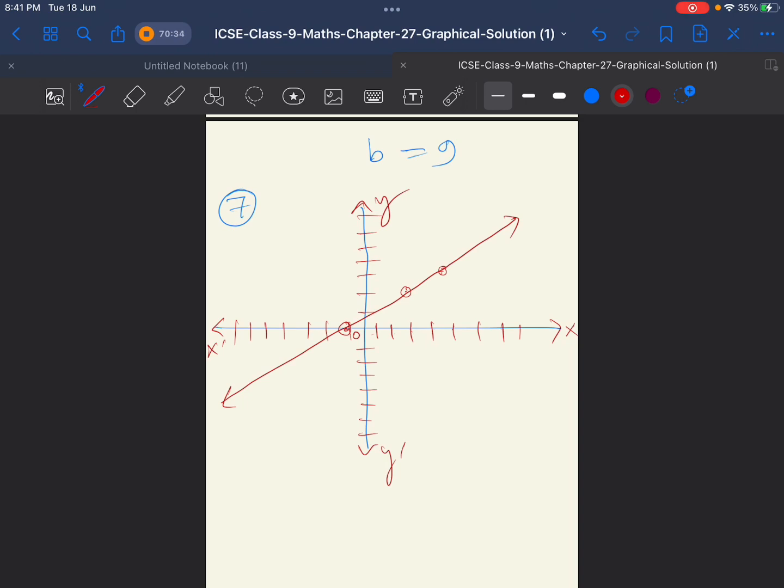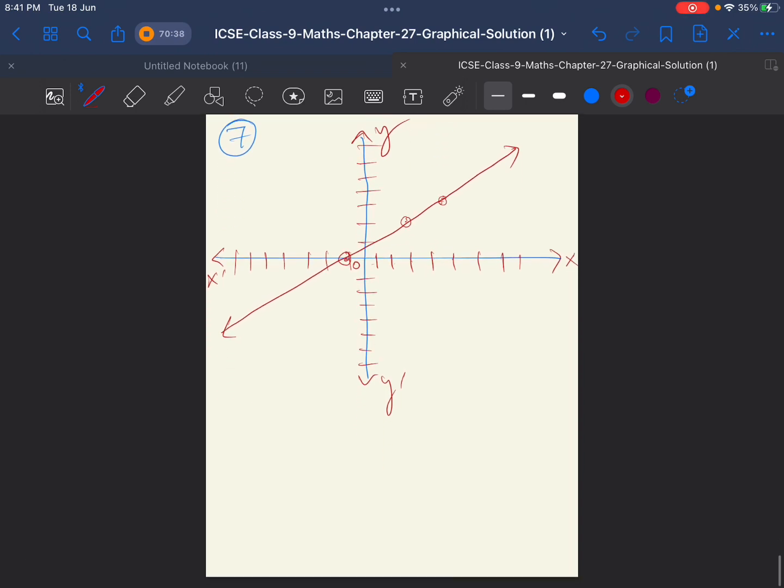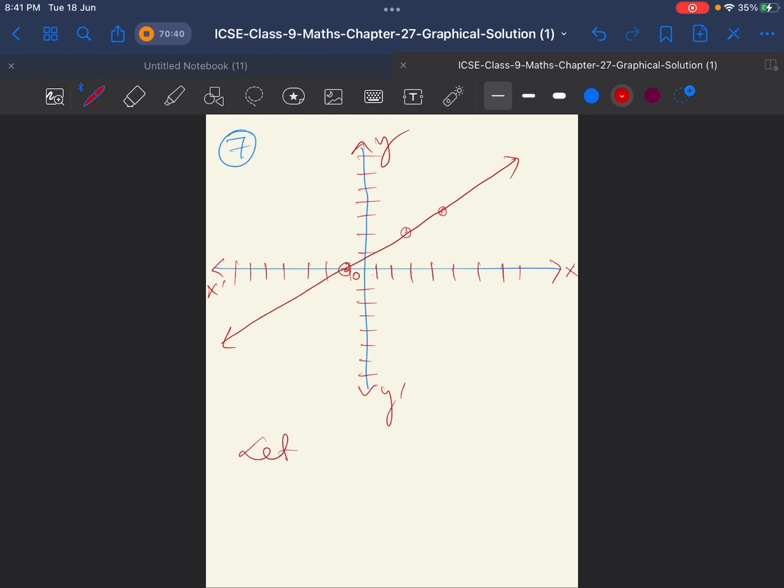Okay, so now we have to find the values of a, b and c. State a linear relation between the variables x and y. Let the linear equation be y equals mx plus c.